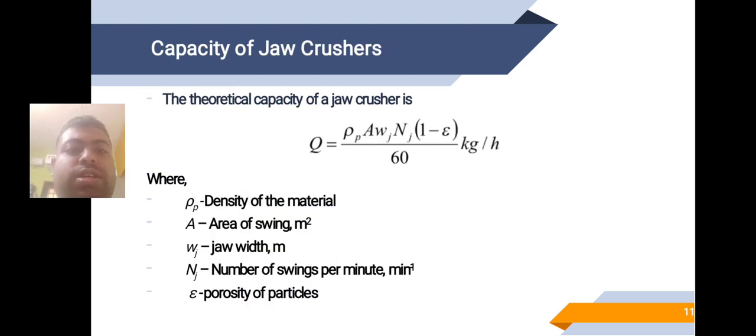Capacity of jaw crushers. The theoretical capacity of a jaw crusher is given as Q = ρAWJN(1 − E)/60 kilograms per hour, where ρ is the density of the material, A is the area of the swing in square meters, W is the jaw width in meters, N is the number of swings per minute, and E is the porosity of the particles.